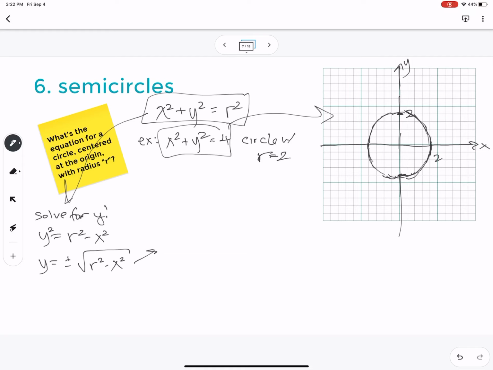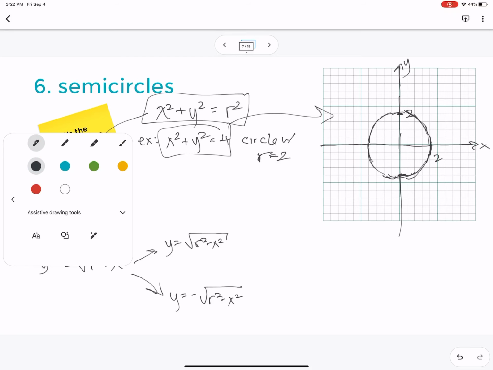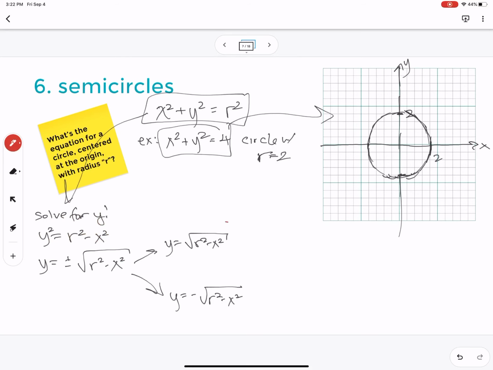Just like with your square root functions, they're two separate ones. You can't keep them together, otherwise you don't have a function. So you have the positive square root of r squared minus x squared, and you have the negative square root of r squared minus x squared. One's the top half of the circle, the other one's the bottom half. The top half of the circle is our main focus for this part.